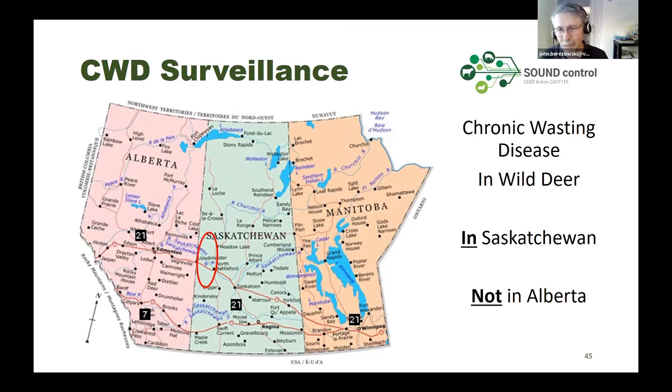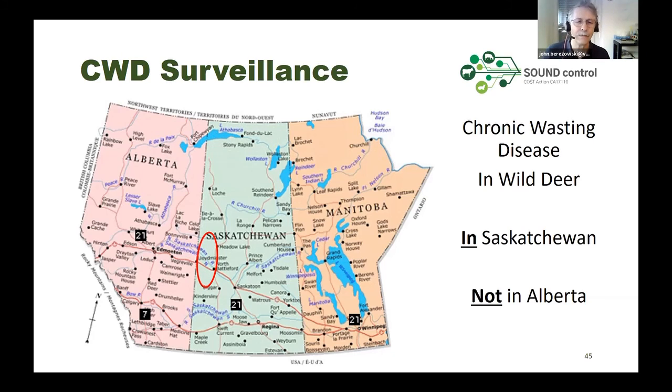Chronic wasting disease is a prion disease of wild and farmed, mostly white-tailed deer and also farmed elk. So when I was working in Canada, we had this disease in the center province called Saskatchewan. It wasn't present in Manitoba, and it wasn't present in Alberta. And there was an outbreak in the wild deer population where this circle was. So it's right up against the Alberta border, and I was working in Alberta at that time.